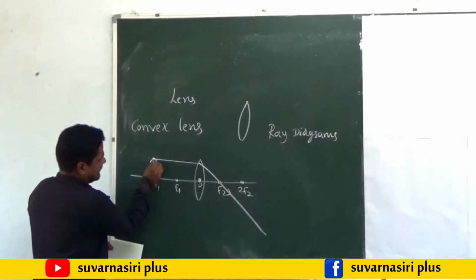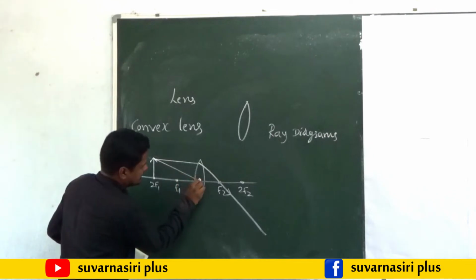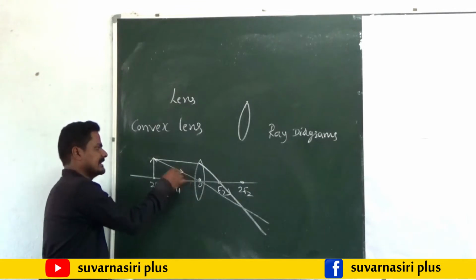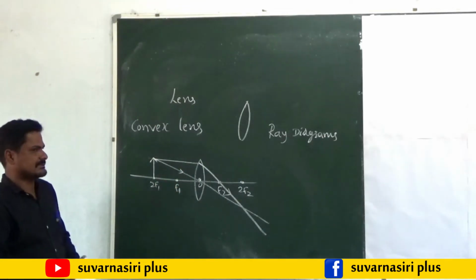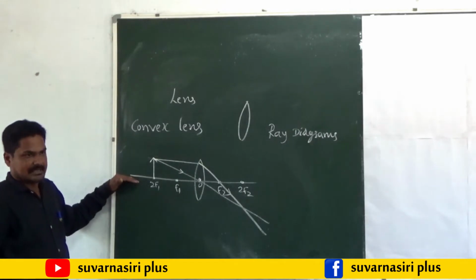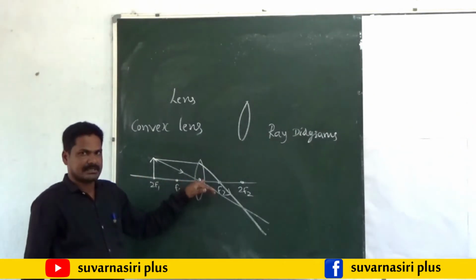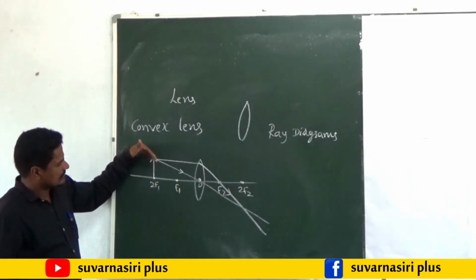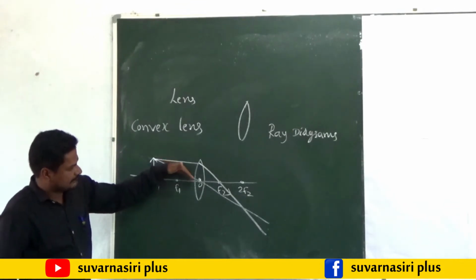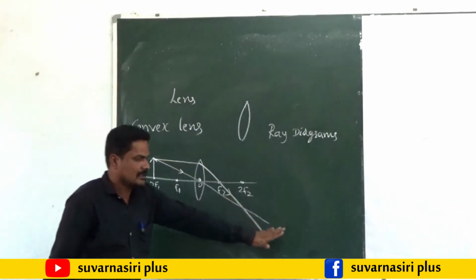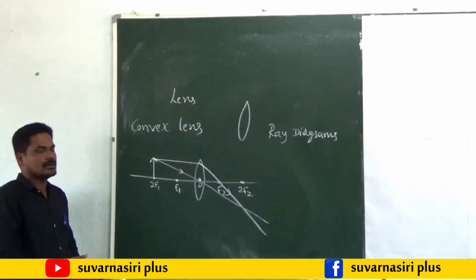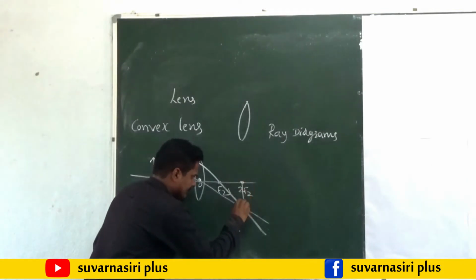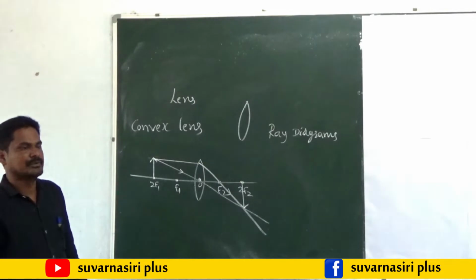Next, a ray which is passing through the optic center is not deviated. As we see, the principal axis passes through the optic center, it is not bent and not deviated. This is the second rule we have to follow. When a ray of light passes through the optic center, it does not bend and moves in a straight line. Here the image is forming on 2F2.